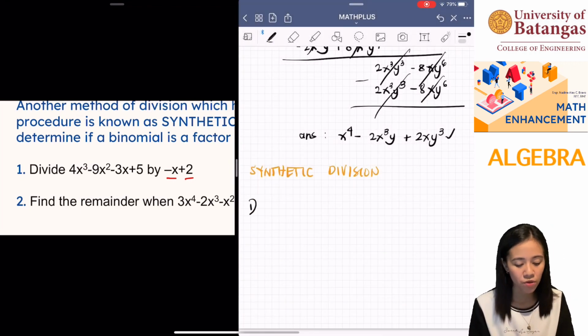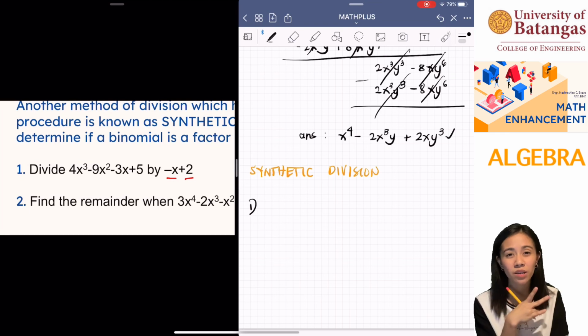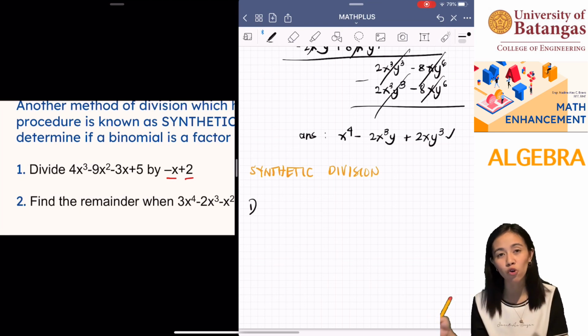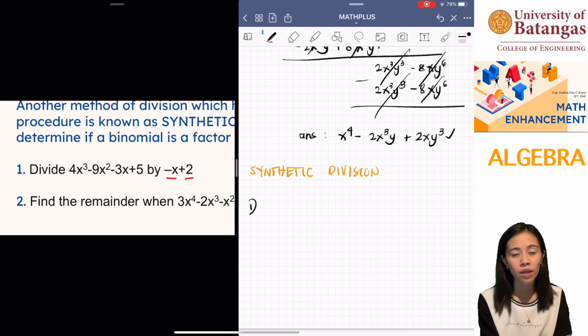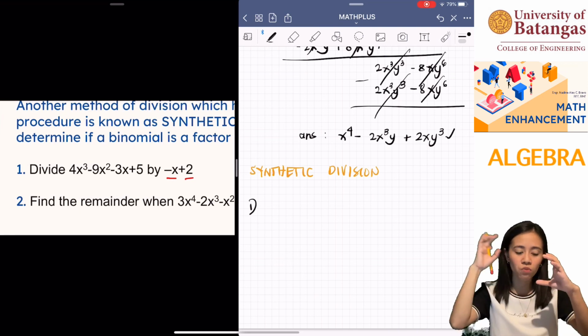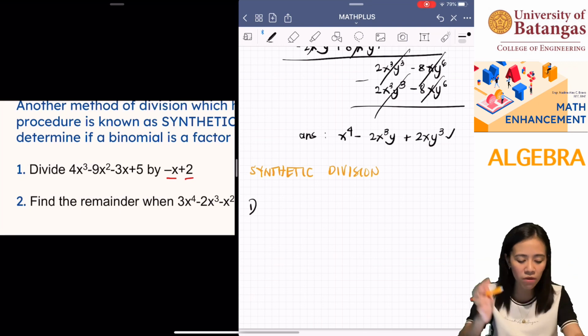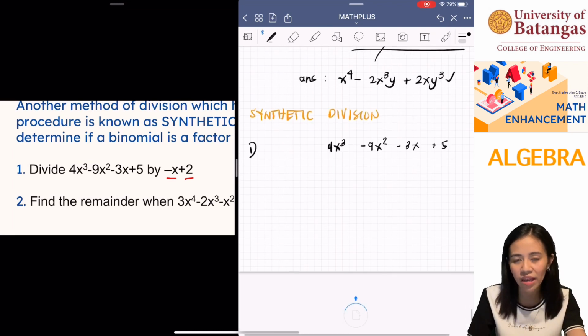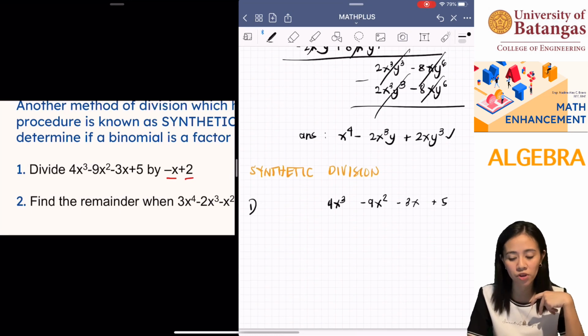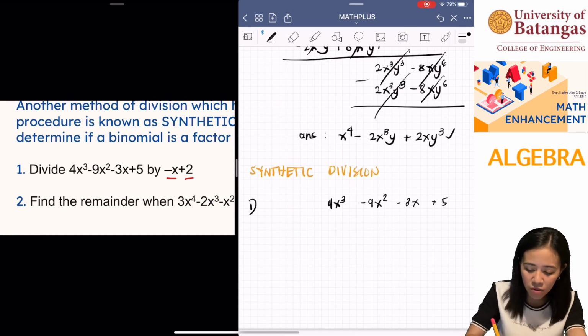Kung naalala nyo pa, first and foremost, the dividend should be arranged in a decreasing order of degree. So, if you have here 4x cubed, then dapat naka-arrange na siya ng x cubed, x squared, x. Halimbawa, ang given sa'yo ay 4x cubed, negative 9x squared, negative 3x, positive 5. Ang gagawin mo dito is, take out all the numerical coefficients, including the sign. So, that would be 4, negative 9, negative 3, positive 5.